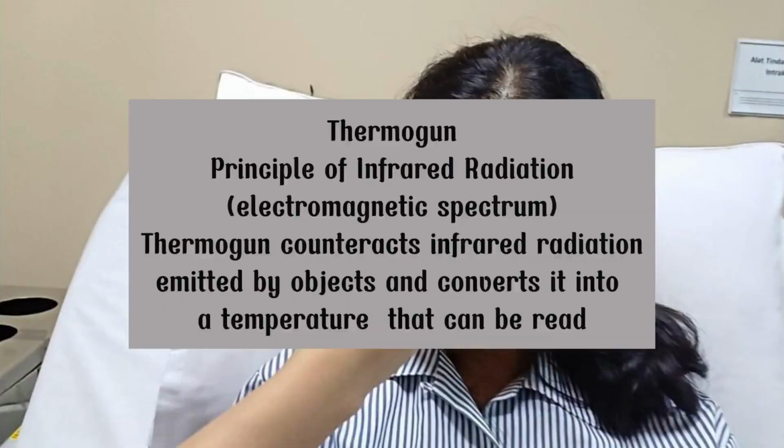Thermogun principle of infrared radiation. Electromagnetic spectrum. A thermogun counteracts infrared radiation emitted by objects and converts it into a temperature that can be read.